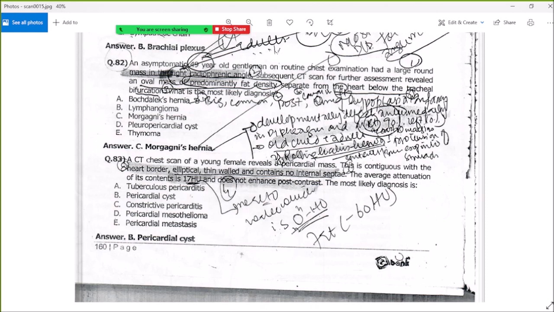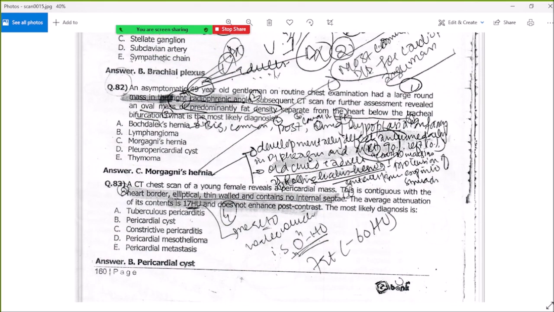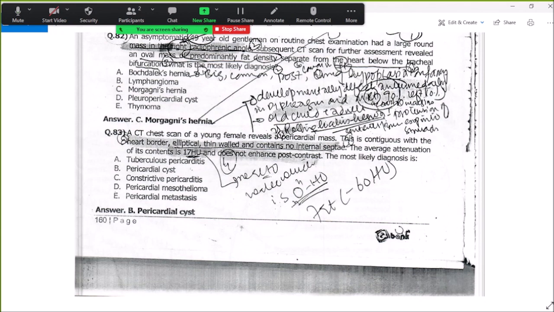In the options, there is no pericardial fat pad, so most likely there is an organic hernia separate from the heart, below the tracheal bifurcation. The hint is below the tracheal bifurcation, so most likely an organic hernia. Question number 83. A CT chest of a young female reveals a pericardial mass.